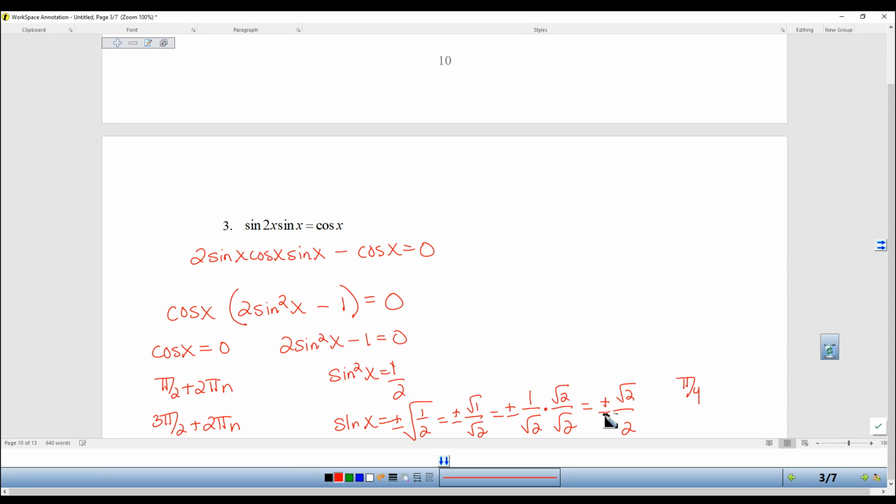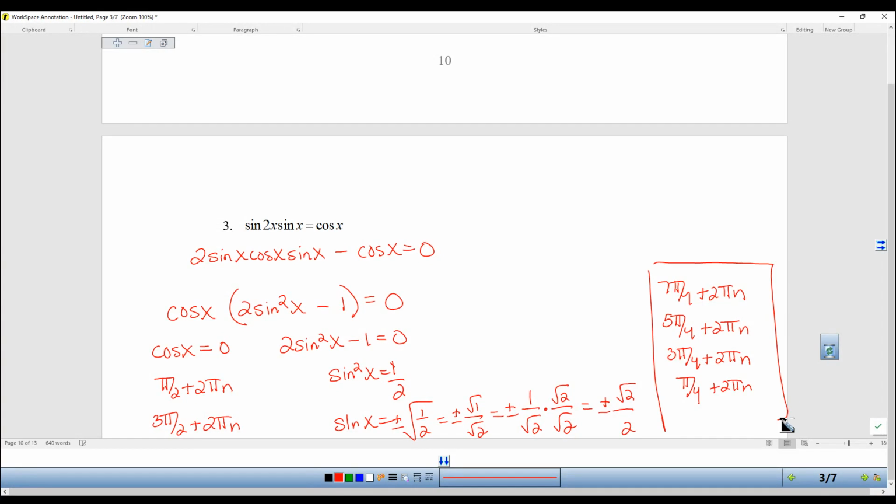Now, normally you have to consider which two quadrants the answer is in. But this time, because it's plus or minus, you want all of them at pi fourths plus 2 pi n. And at 3 pi fourths, which is quadrant 2, plus 2 pi n. That's where sine's positive. And then at 5 pi fourths plus 2 pi n, sine is negative square root of 2 over 2. And then at 7 pi fourths plus 2 pi n. It's a lot of answers. And since none of them overlap, you can go ahead and box all of them.